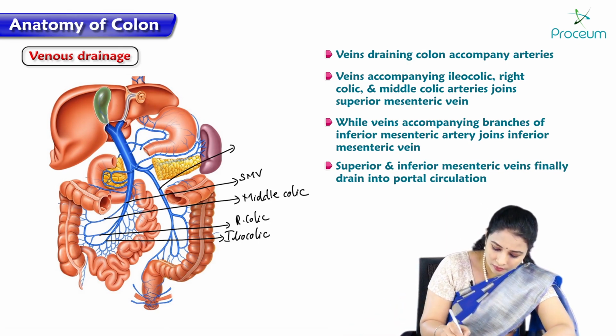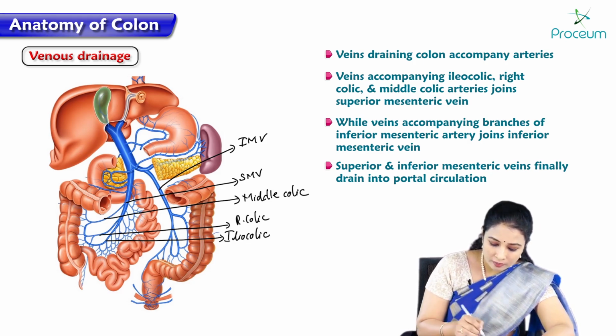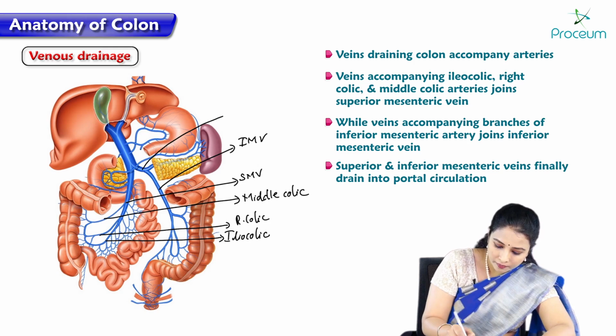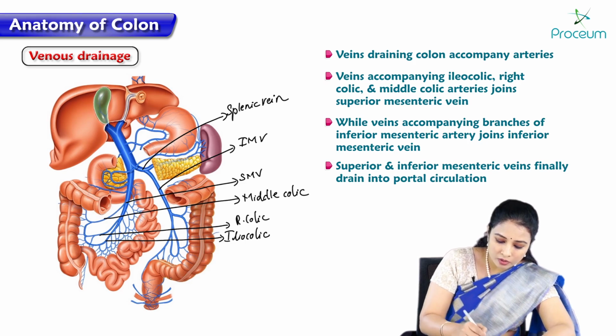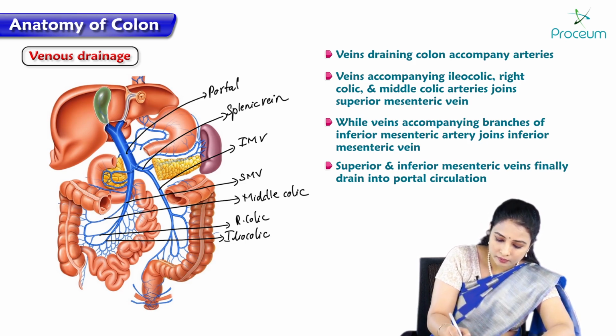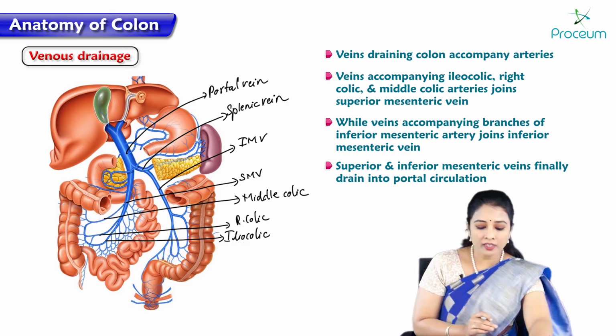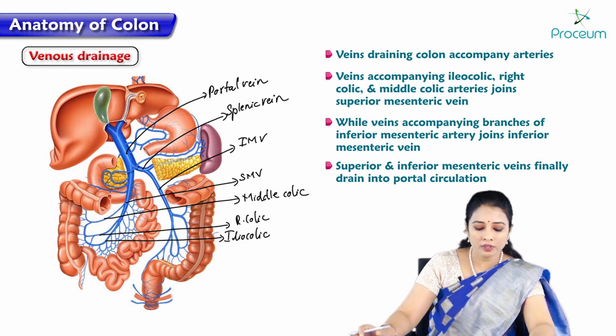So here is the inferior mesenteric vein. The superior mesenteric vein joins with the splenic vein, and we can see the inferior mesenteric vein draining into the splenic vein. The superior mesenteric and splenic veins join to form the portal vein. So finally, the venous drainage is into the portal vein.